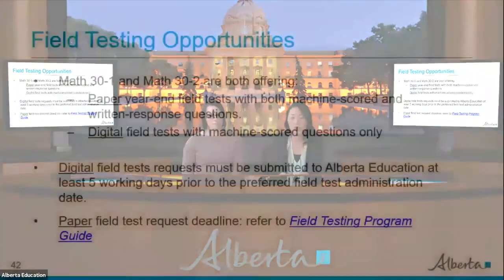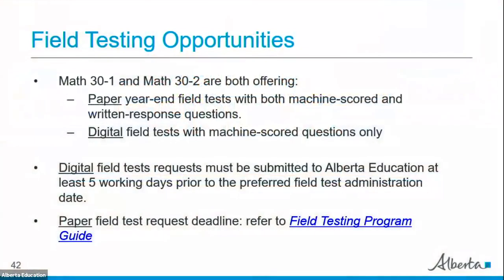For field test opportunities for Math 30-1 and 30-2 specifically, we have paper year-end field tests, which contain both machine scored and written response questions. But we also have digital year-end field tests, which only have the machine scored questions. And in Math 30-2, we also have digital topic field tests. So if you want to have a midterm with just relations and functions, we offer that, as well as a combination of logical reasoning and probability together.